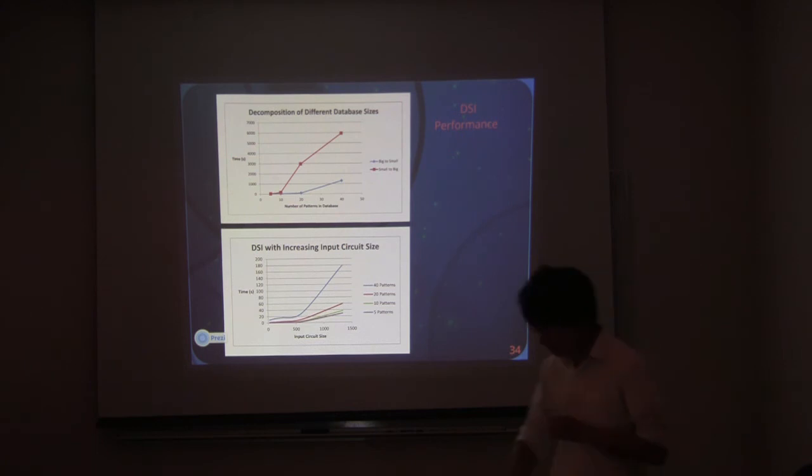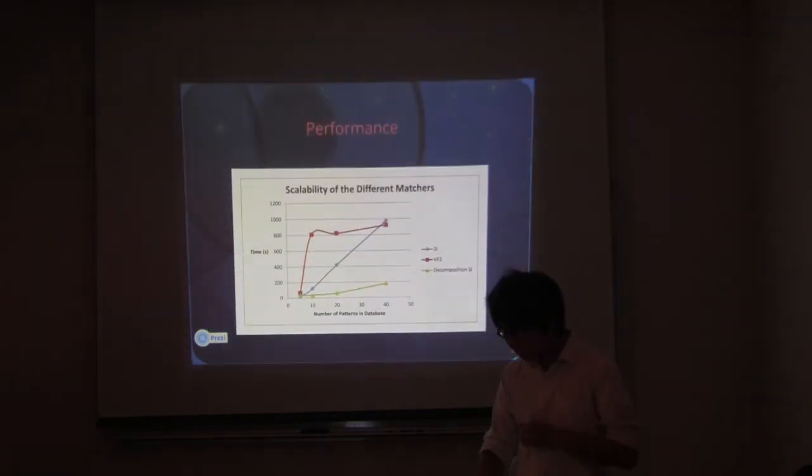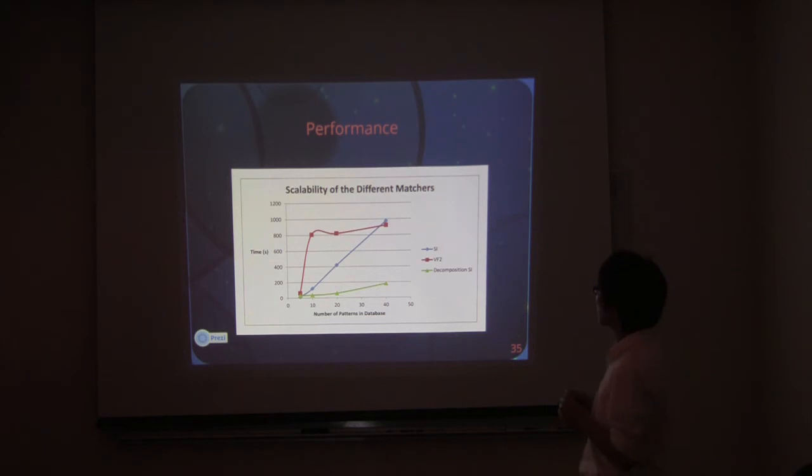Okay. And then the overall scalability of the three main algorithms. MCS was left out of this one as well because of the high execution time. But from here we can see that as we increase the number of patterns in the database, the DSI algorithm was able to scale fairly nicely compared to the other two. The big jump in VF2 was because of that one circuit, that spike in the earlier graph that we saw.